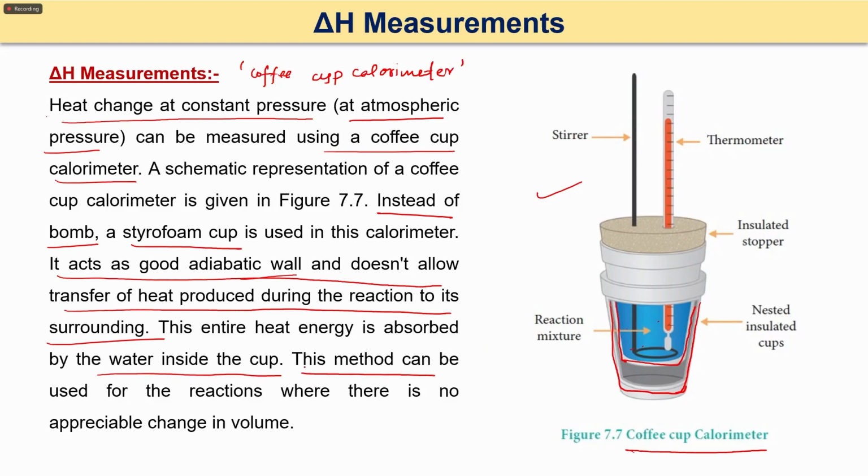H. Okay, so this method can be used for the reaction when there is no appreciable change in volume. So this is how we can measure the delta H. Here a thermometer is used to measure the temperature. The same setup as the bomb calorimeter: the stirrer, and this is your reaction mixture, and this is your insulated stopper. So this is how we measure delta H.